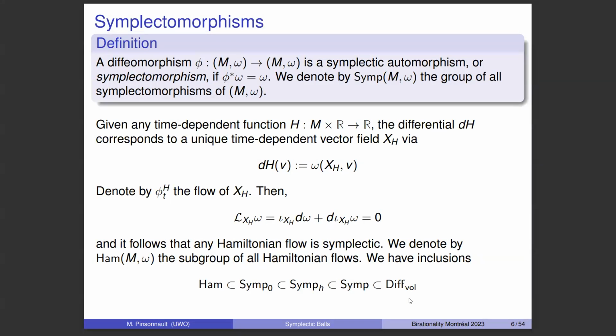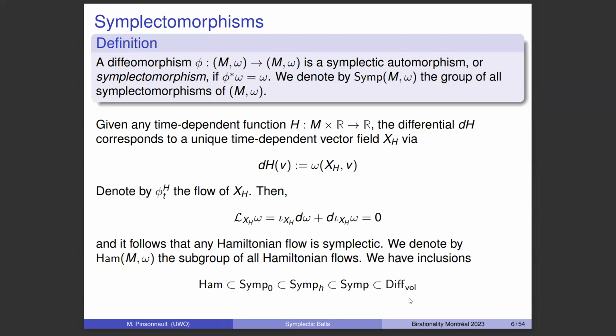Another way to think about structures is, of course, to look at their automorphisms. And we say that a diffeomorphism is a symplectic homeomorphism or a symplectic automorphism if it pulls back, it preserves the symplectic form. Okay, and we denote by Symp the group of all those symplectic diffeomorphisms.